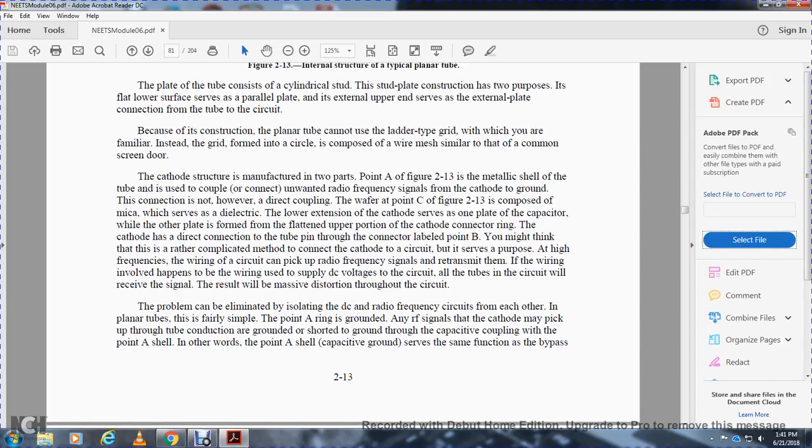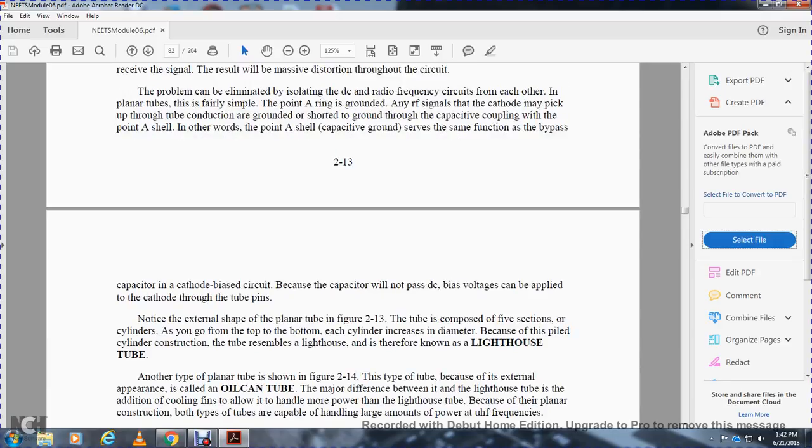The problem can be eliminated by isolating DC and radio frequency circuits from each other, and in the planar tube this is fairly simple. The point A ring is grounded to the radio frequency signal the cathode may pick up, shorting it to ground through capacitive coupling. In other words, the point A shelf capacitive ground serves the same function as the bypass capacitor in the cathode base circuit. Because the capacitor will not pass DC, the bias voltage can be applied to the cathode through the two pins.